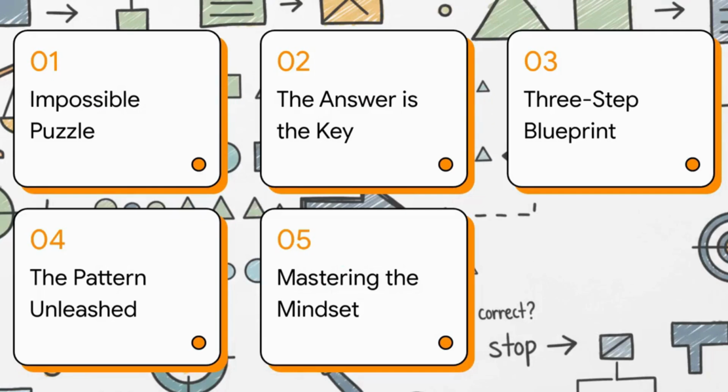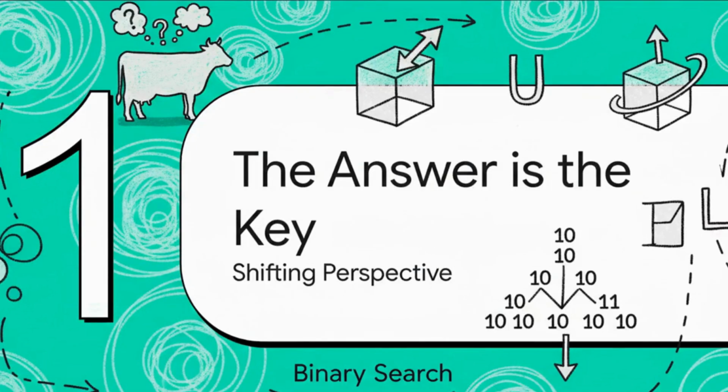So here's our game plan. We'll start with that aha moment behind the puzzle. Then, I'll give you a 3-step blueprint you can basically copy and paste for these kinds of problems. After that, we'll see how this pattern shows up in all sorts of unexpected places. And finally, we'll talk about how to really make this way of thinking second nature. All right, let's get into the core idea.